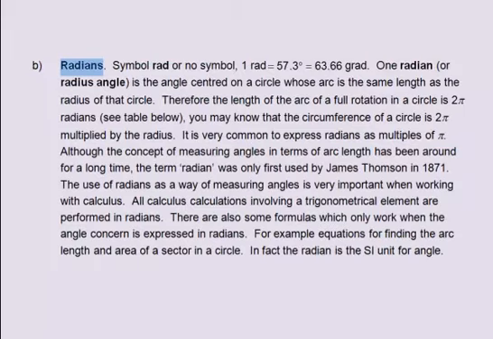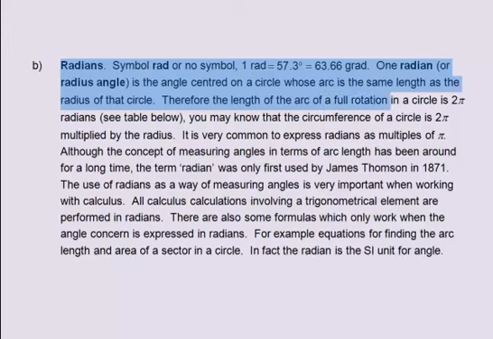B. Radians. Symbol: rad, or no symbol. 1 radian equals 57.3 degrees, which equals 63.66 gradians. 1 radian, or radius angle, is the angle centred on a circle whose arc is the same length as the radius of that circle. Therefore, the length of the arc of a full rotation in a circle is 2 pi radians. See table below. You may know that the circumference of a circle is 2 pi multiplied by the radius.